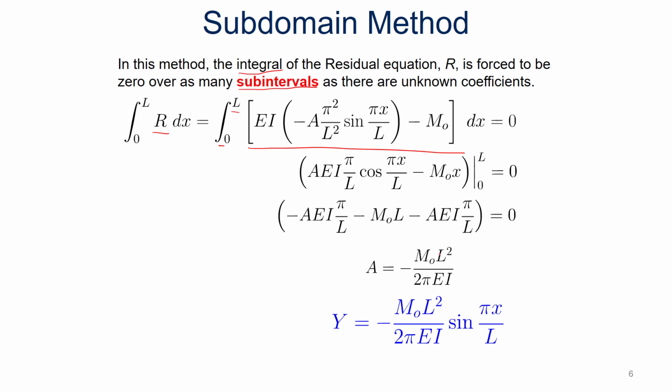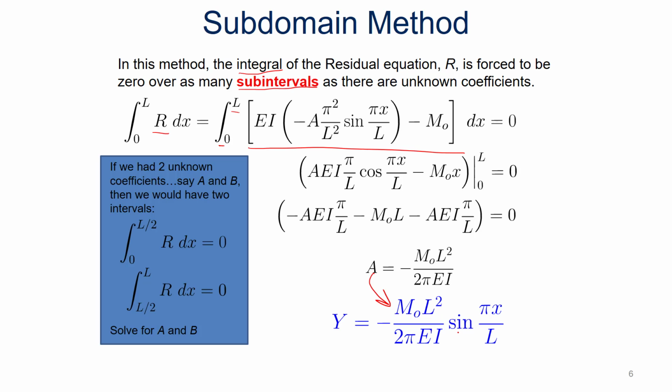So if we substitute what we found for our unknown coefficient back into our deflection equation, we come up with this form. So this is the deflection equation due to the subdomain method being applied to our residual equation.